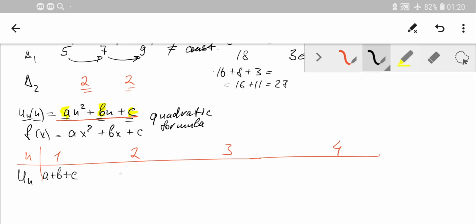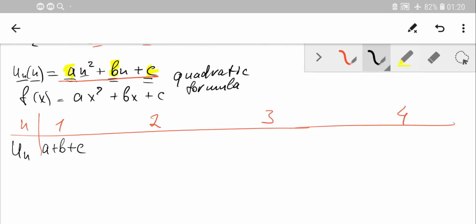If we plug in 2 instead of n, we'll have 2 squared, so that means 4a, then 2b, and then c. All right, and instead of n, let's plug in 3. We'll get 9a plus 3b plus c. Okay, we're not going to do it with 4.